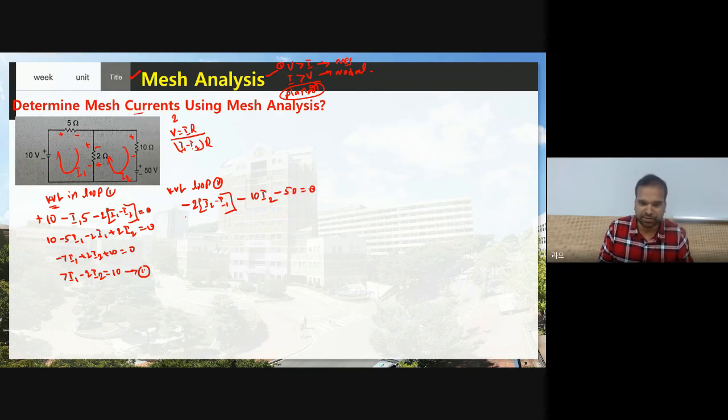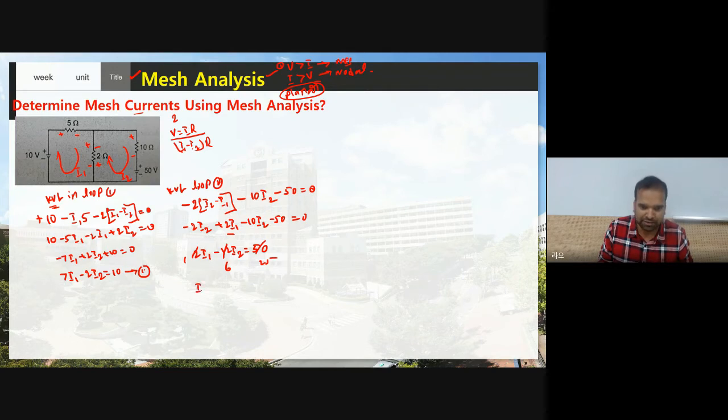Now simplify this: multiply inside, minus 2I2 plus 2I1 minus 10I2 minus 50 equal to 0. Always write I1, I2, and constant terms. So here you have 2I1 and minus 10 minus 2, minus 12I2. If I take this 50 to the right hand side, it will be plus 50, equal to 50. Now can I take 2 common from this? If I cancel 2: 2 ones, 2 sixes and 2 twenty-fives.